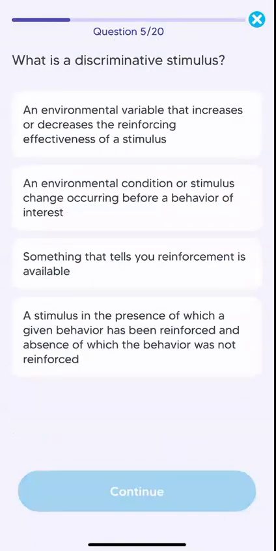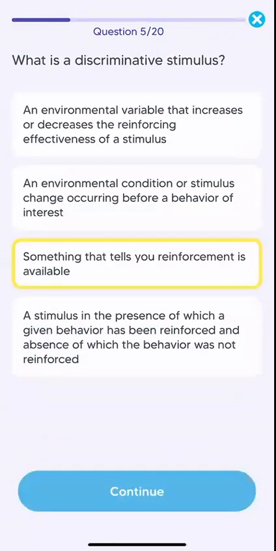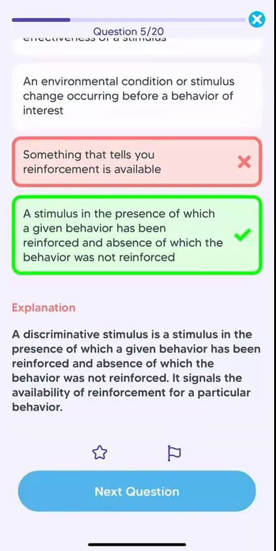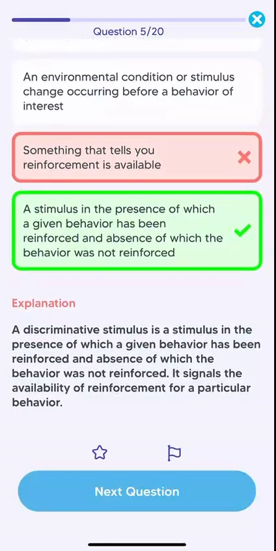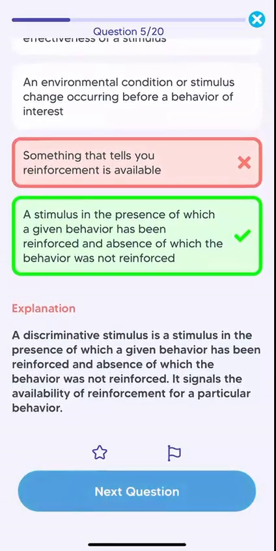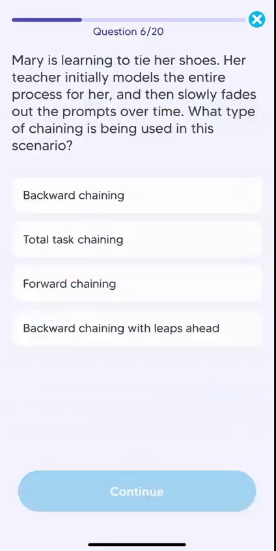Done. What is the discriminative stimulus? An environmental variable that increases or decreases the reinforcing effectiveness of a stimulus. An environmental condition or stimulus change that occurs before a behavior of interest, something that tells you reinforcement is available. SD is, yes. No, never rush to select the answer. A stimulus in the presence of which a given behavior has been reinforced and absent. Don't be overconfident. Never make this mistake in the examination. I have to scroll through all the answers. You need to read one time, two times, unless you're sure.